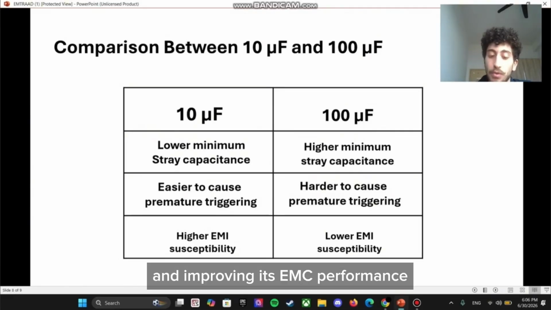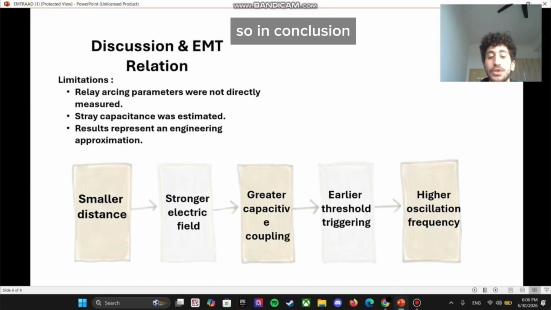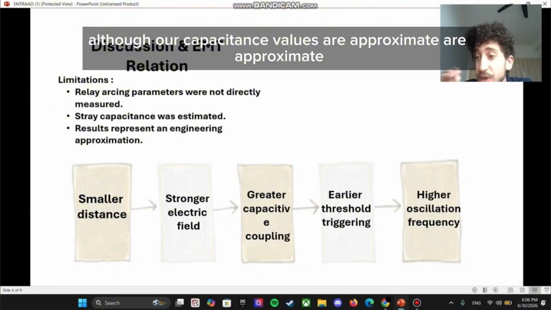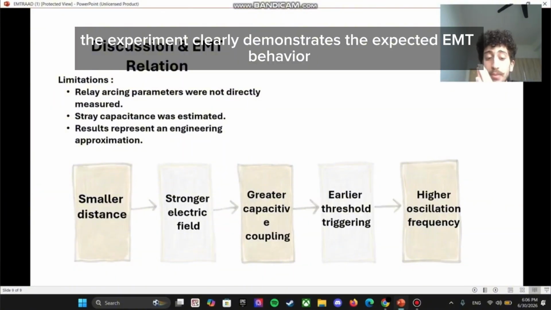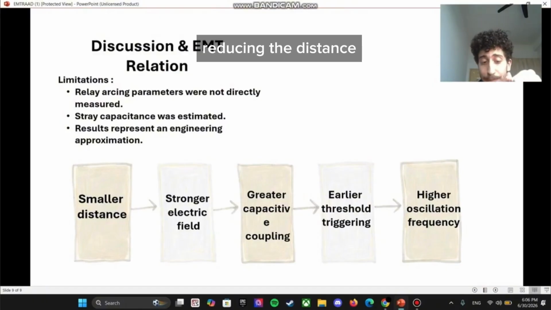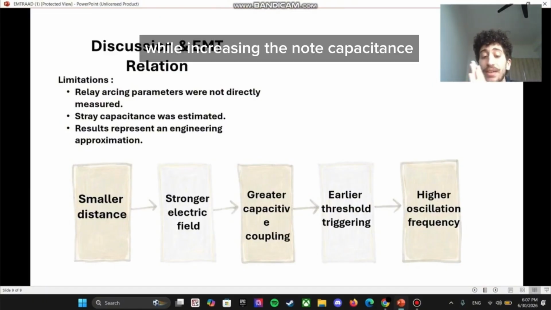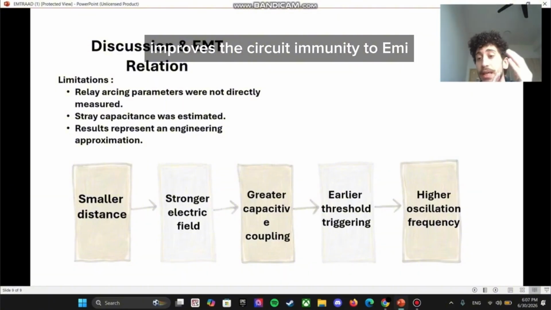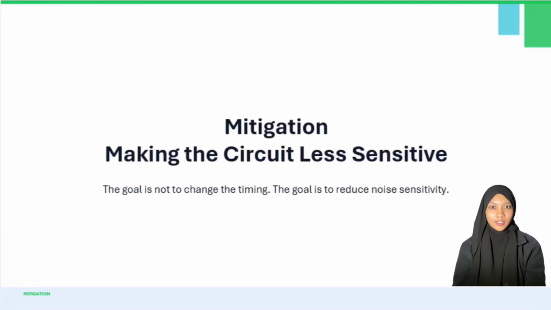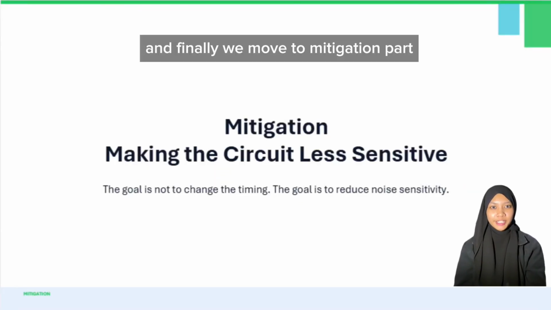improving its EMC performance. So in conclusion, although our capacitance values are approximate, the experiment clearly demonstrates the expected EMI behavior: reducing the distance strengthens capacitive coupling and increases oscillation frequency, while increasing the node capacitance improves the circuit immunity to EMI. Thank you. And finally, we move to the mitigation part.